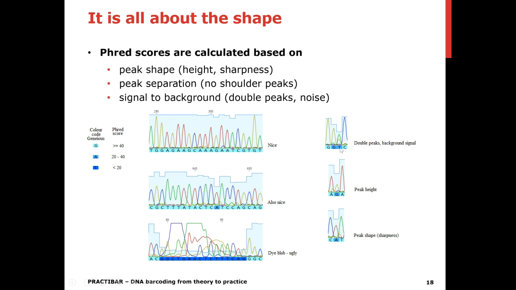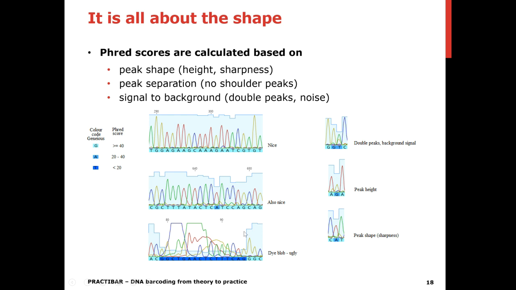For instance, here you have a double peak, and so the Phred scores become lower. It's darker blue here, so it's between 20 and 40. Here you have a peak height which is lower, and you also have a lower Phred score. But with this lower Phred score, like you have here with an A, it's still nice. And you always have your other trace file from the reverse read. If there is an A as well, then you still get a nice consensus sequence.